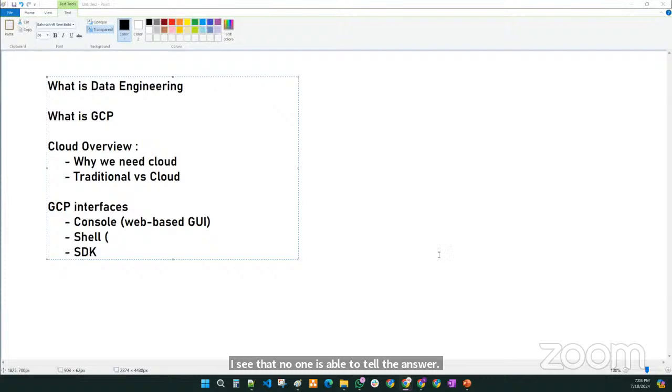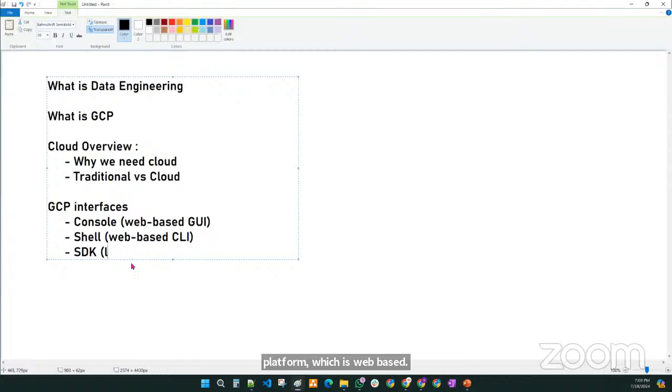Okay, let me tell you. The Cloud Shell is a web-based command line interface. I told you that Cloud Shell is a web-based command line interface to interact with the GCP services via commands, via some script or some command. If you want to interact with the Google Cloud services, you have a Cloud Shell available in the Google Cloud Platform, which is web-based.